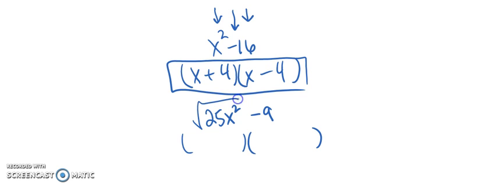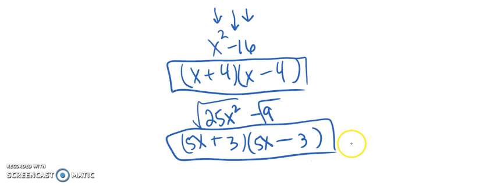Let's switch it up a little bit. So what if we have 25x squared minus 9? This is a perfect square, this is a perfect square, and there's a minus in the middle. So if you take the square root of 25x squared, that's 5x and 5x. Take the square root of 9, that's 3 and 3. Plus, minus, or minus plus, doesn't matter. So that's how you would use the pattern if you wanted to.